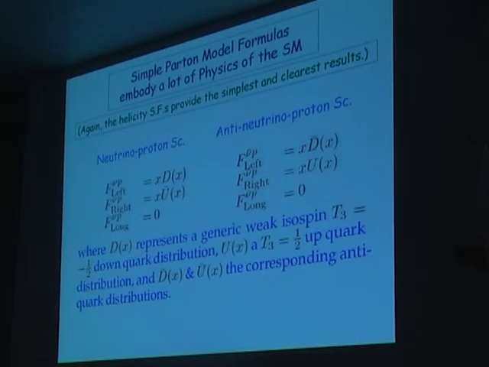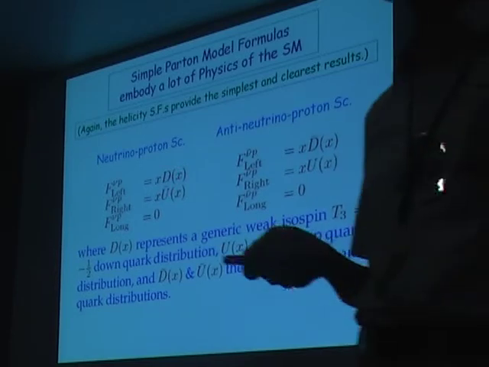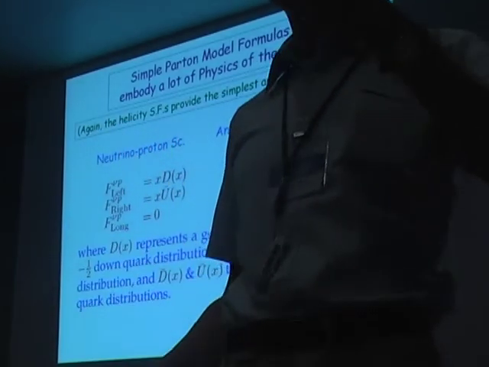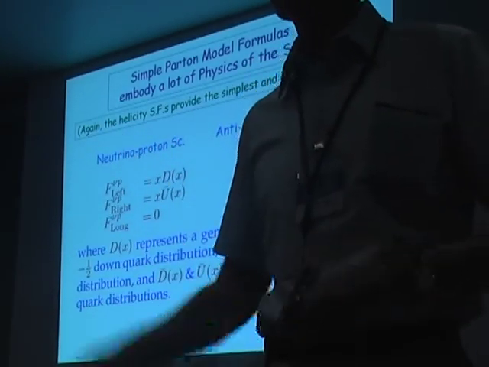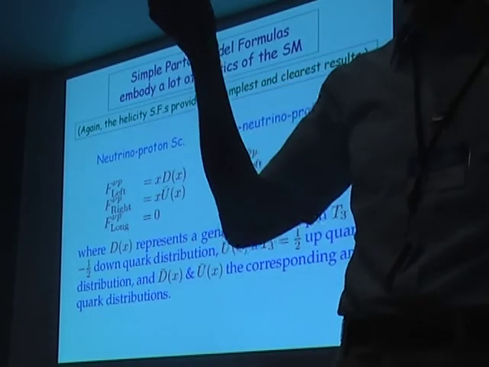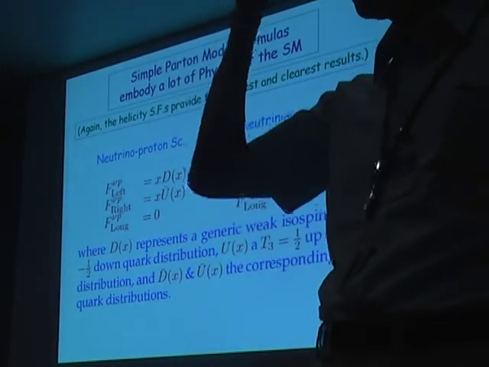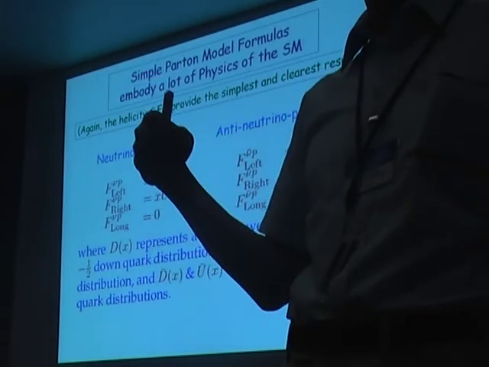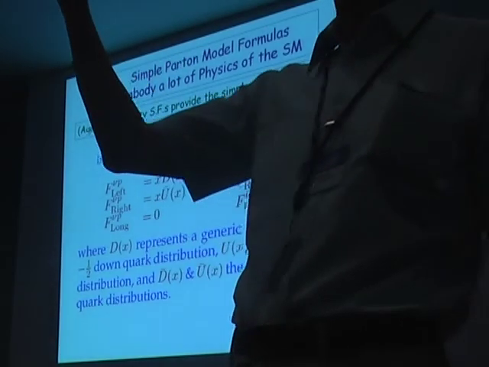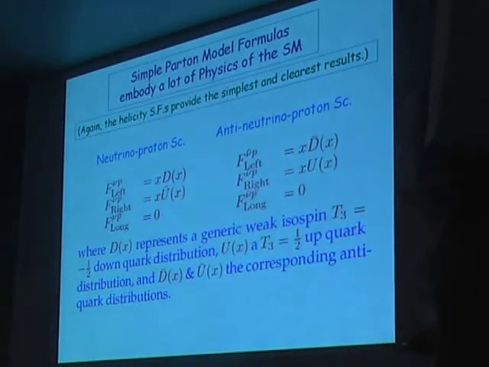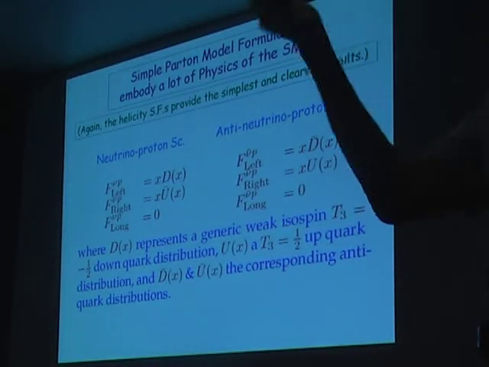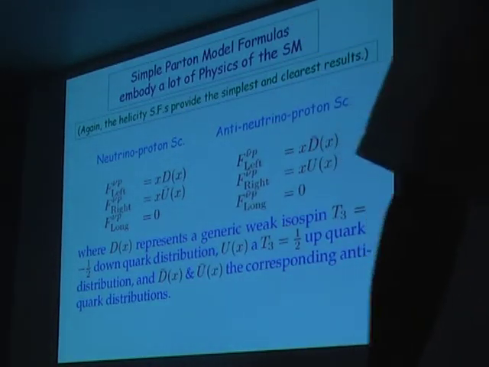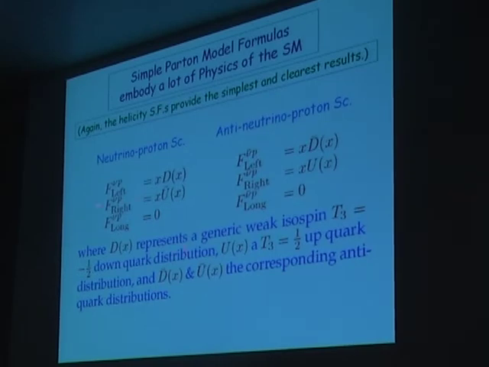And here I indicate the results by using capital U to indicate a generic up quark, and capital D a generic down quark. So it could be a usual up quark and down quark, or a charm and the strange, or a bottom and a top, and of course with the appropriate CKM mixing. You see the results are extremely simple again.